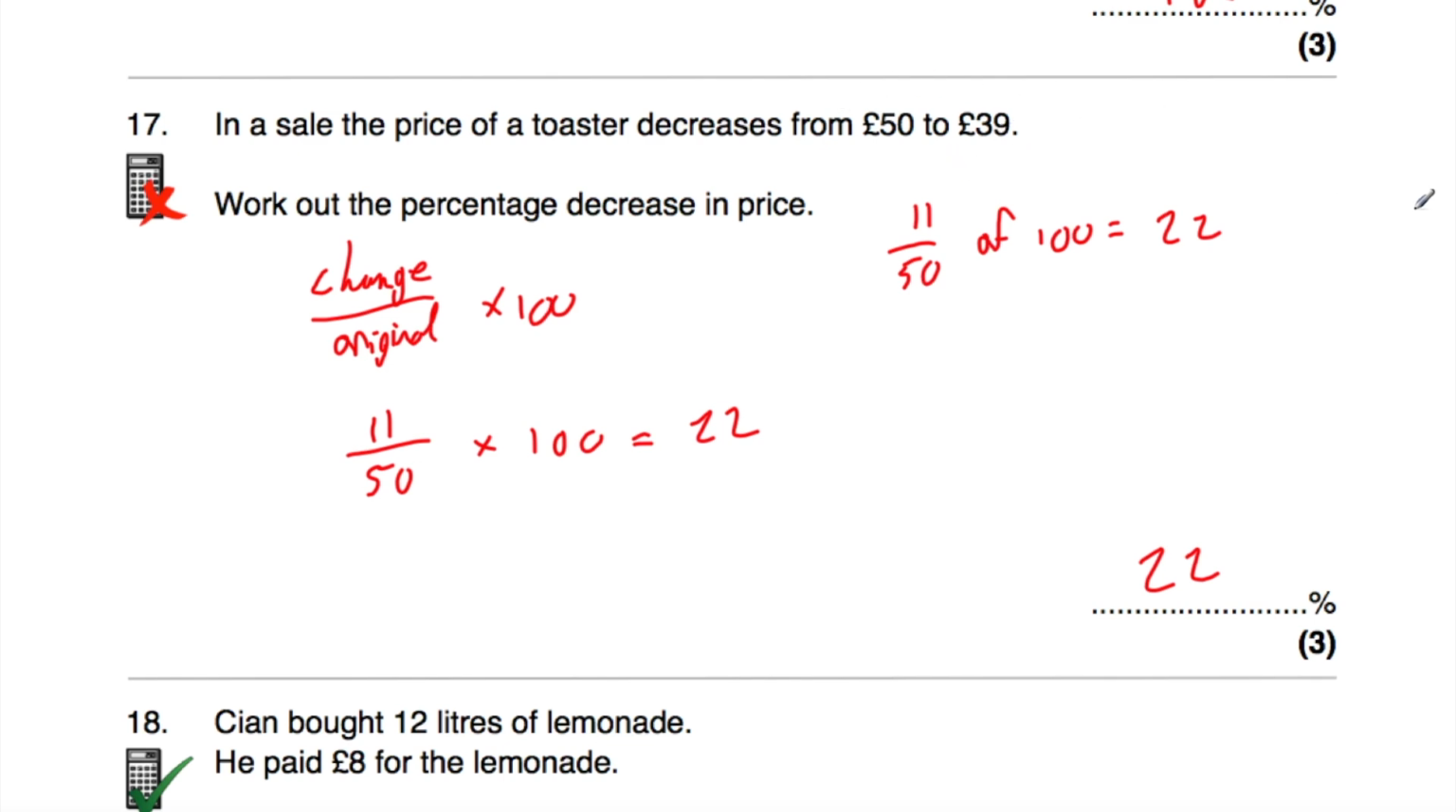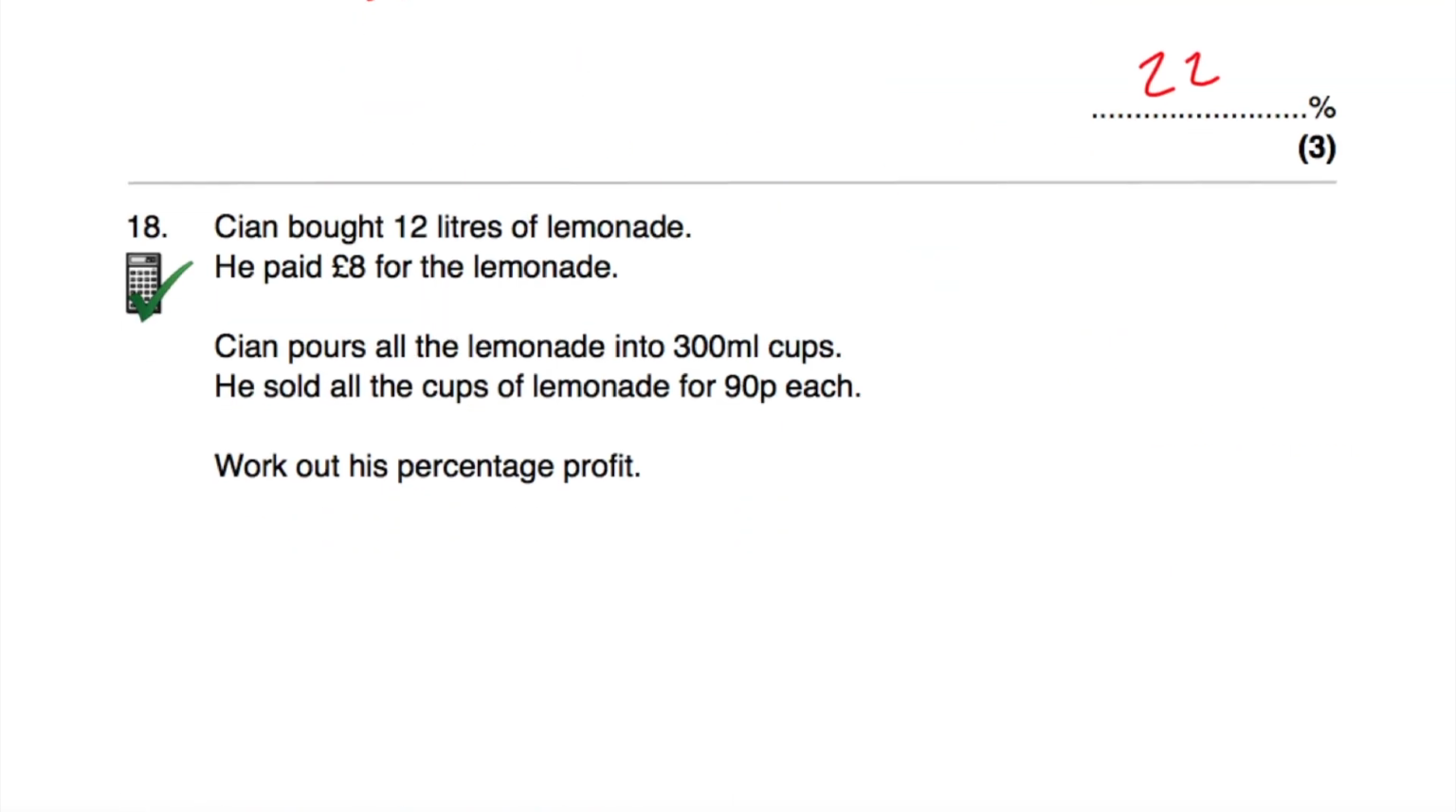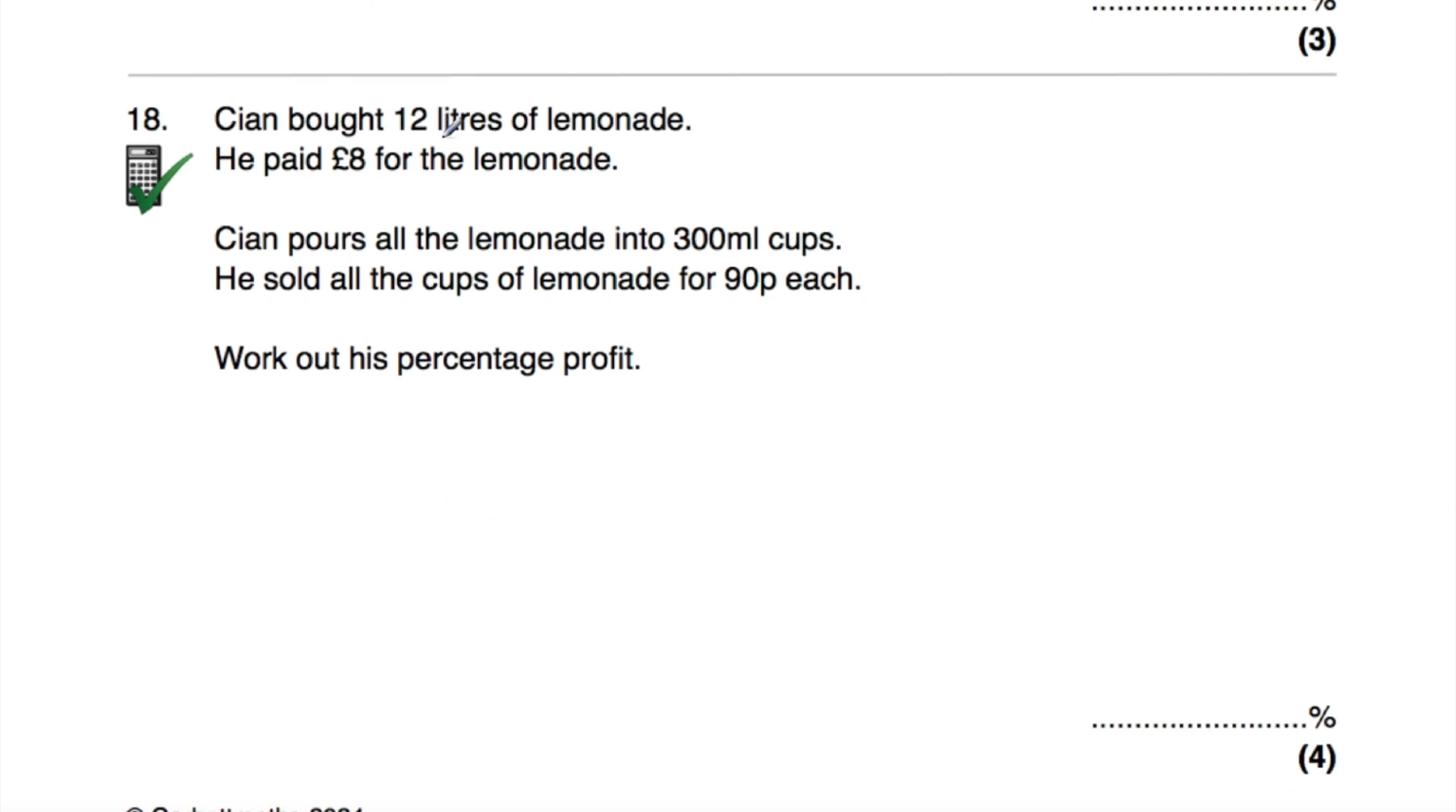And that's it. Okay, let's look at our next question, question number 18. It says Cian buys 12 litres of lemonade and he paid £8 for the lemonade. Then he pours all the lemonade into 300 millilitre cups, and he sold all the cups of lemonade for 90p each. We've been asked to work out his percentage profit.